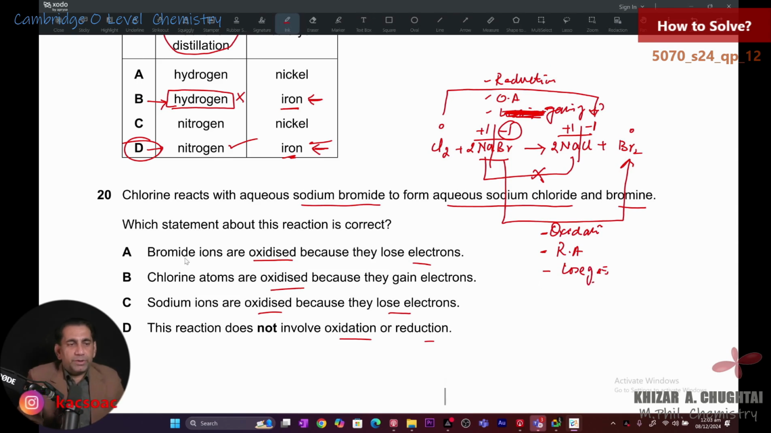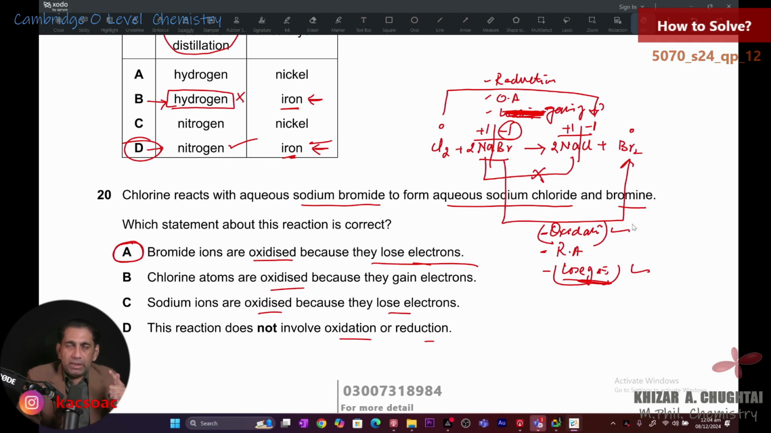Now come toward the option. Bromide ions are oxidized. Yes, bromide ions are oxidized. Here is the oxidation. Because they lose electron? Yes, because they lose electron. So option A is the correct option. So by writing this map or checking the oxidation state of each and every element before and after the chemical reaction, you can find the answer very easily.